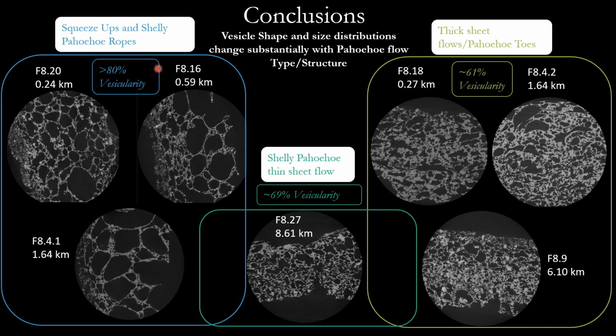So these very highly vesicular samples tended to come from squeeze-up features and very shelly po'o'i ropes, while these more dense samples tended to come from thicker sheet flows and po'o'i toes. And then the middling vesicularity sample came from a very shelly po'o'i and very thin sheet flows, so kind of a mixture between the two.